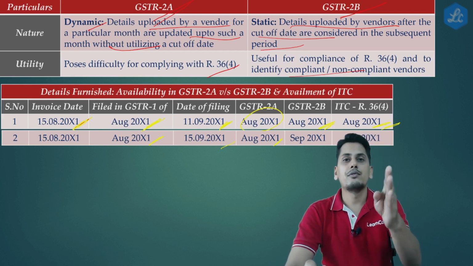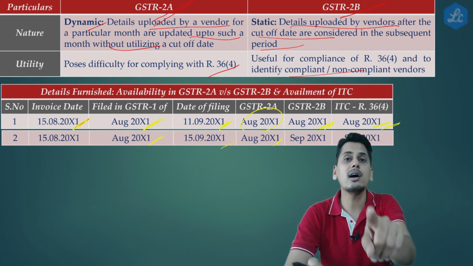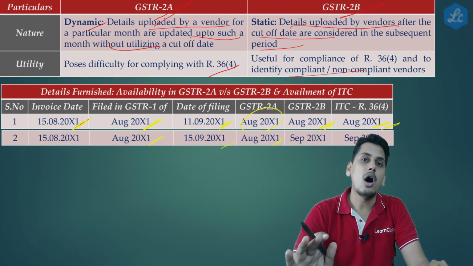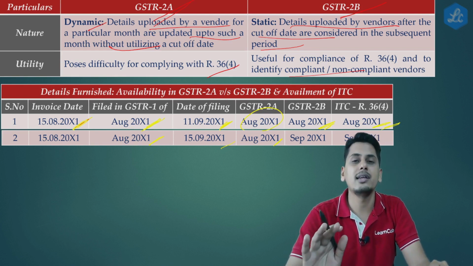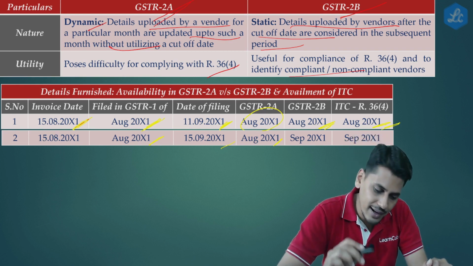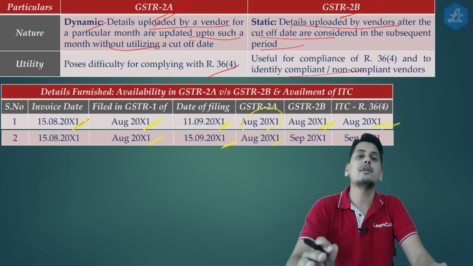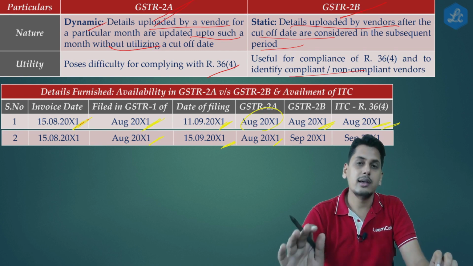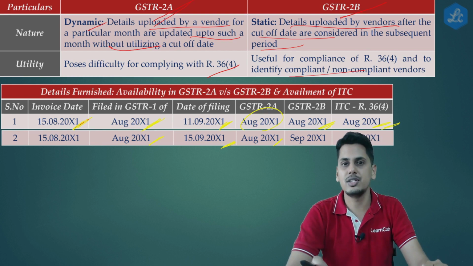Now friends, for it to appear in August month GSTR 2B, these details should have been filed by 11th of September. Is it filed by 11th of September? The answer is no. It is filed on 15th of September. So therefore, for sure it is not going to appear in GSTR 2B of August. Fine. It will go to September month GSTR 2B.